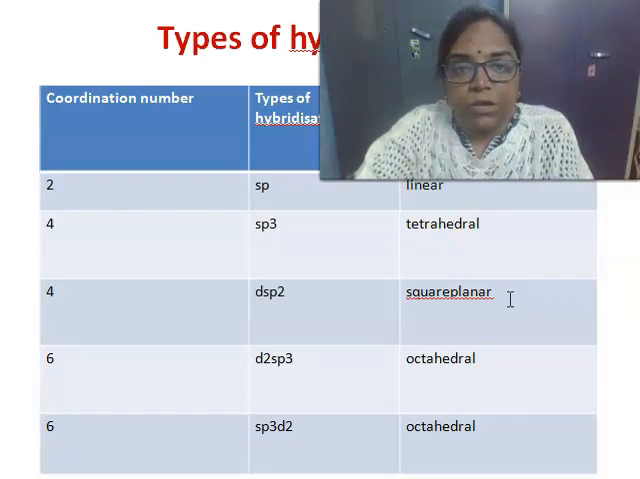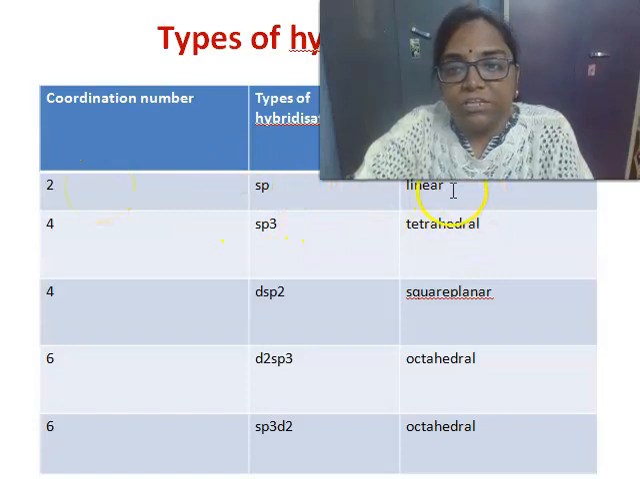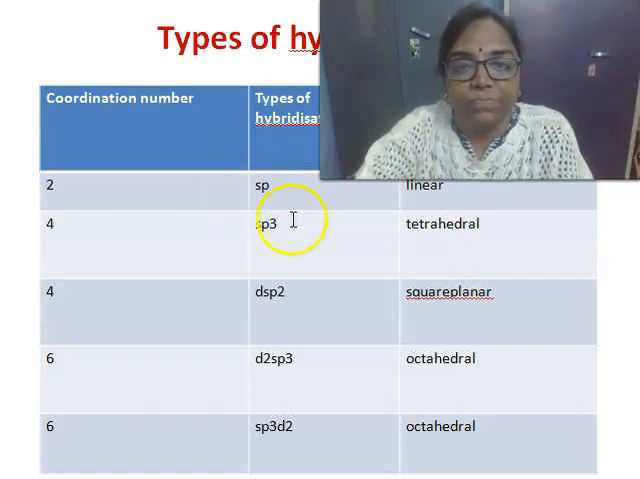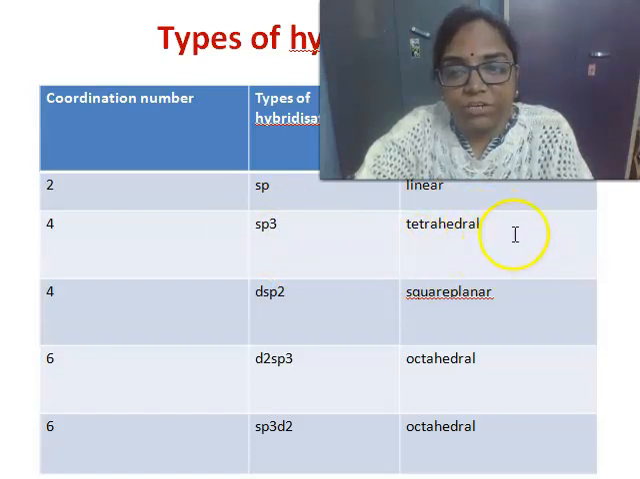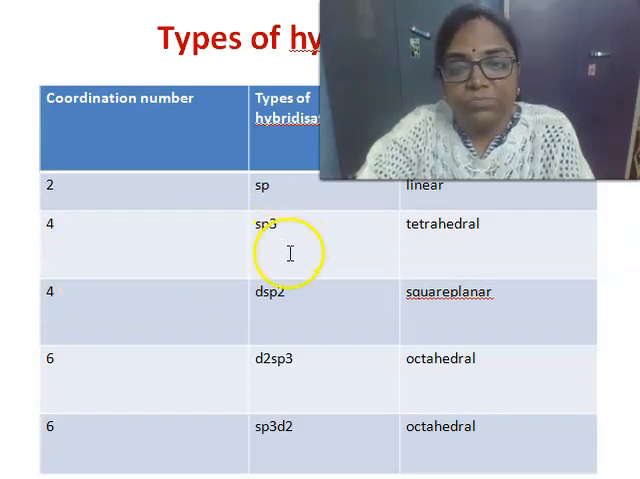According to the valence bond theory, if a complex has coordination number 2, the predicted geometry is linear and the hybridization involved will be sp hybridization. Whenever there is sp3 hybridization, the predicted geometry will be tetrahedral, based on coordination number 4. If the complex has coordination number 4, there are two possibilities. One is sp3 hybridization. Another possibility is dsp2 hybridization.